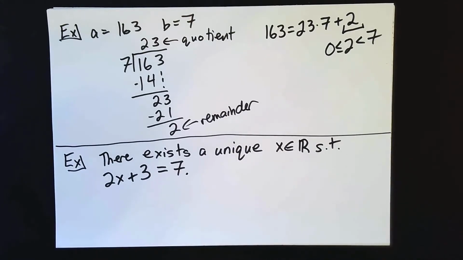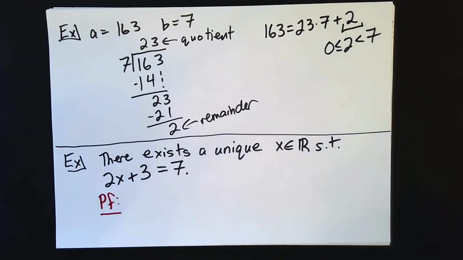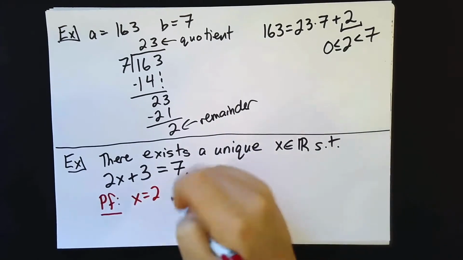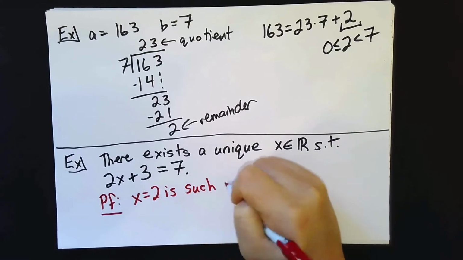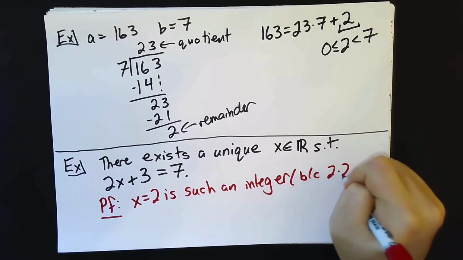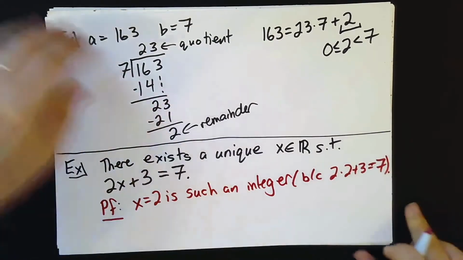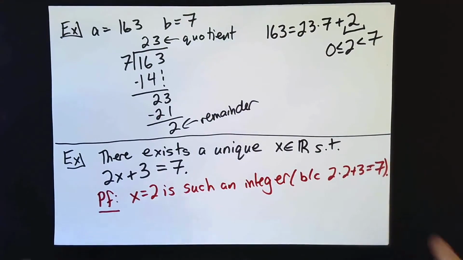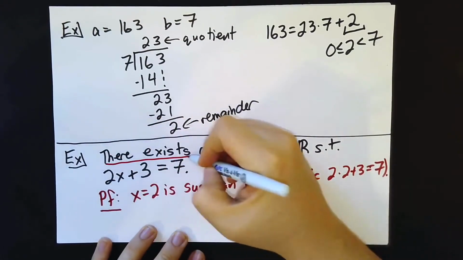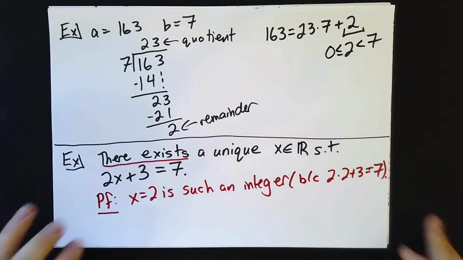Well, again, there's really two parts. One is to show the existence piece. So x equals 2 is certainly such a number. And all that's saying is, well, 2 times 2 plus 3 is 7. But all we've proven here is that there exists a real number x such that this is true. Why is that real number unique?